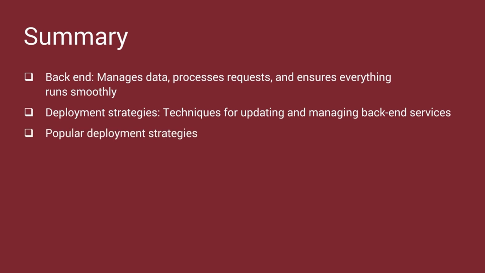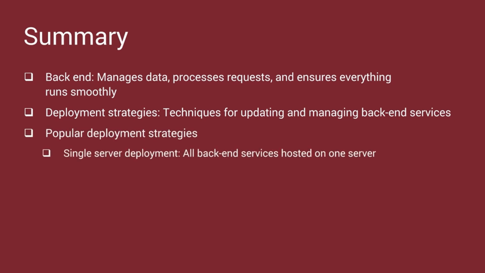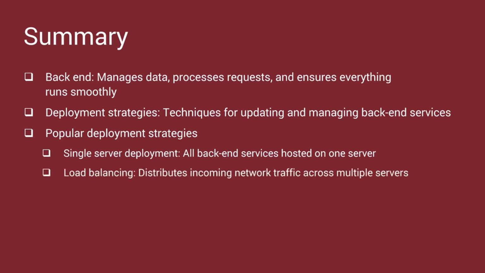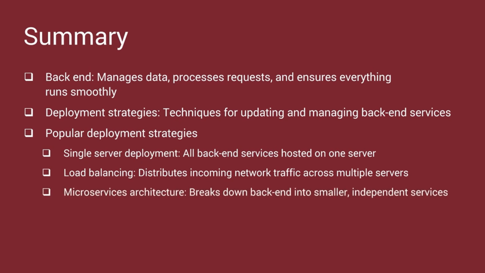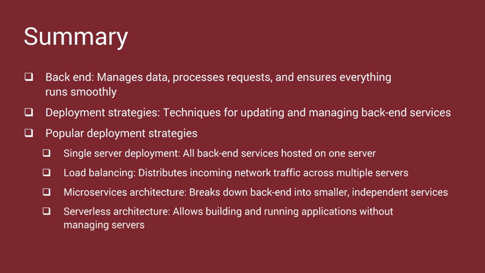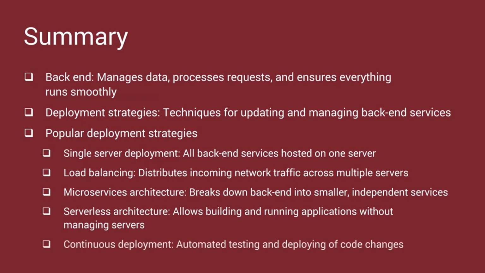Some popular deployment strategies are single server deployment, in which all backend services are hosted on one server; load balancing, which involves distributing incoming network traffic across multiple servers; microservices architecture, which breaks down the backend into smaller, independent services to handle specific functions; serverless architecture, which allows you to build and run applications without managing servers; and continuous deployment, where code changes are automatically tested and deployed to production as soon as they are ready.